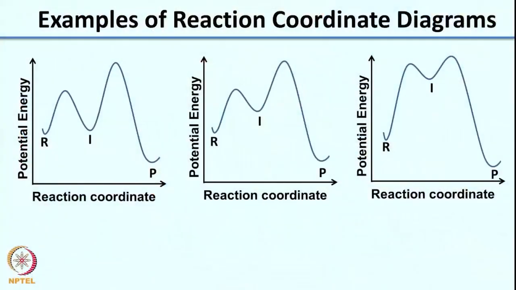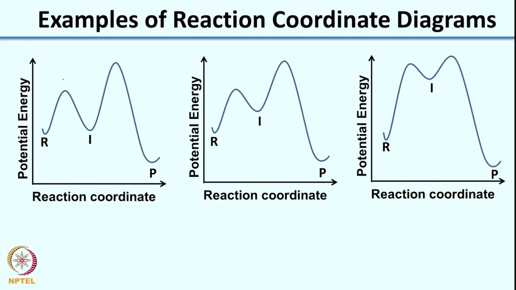Now, we will do a similar exercise. I would like you to look at these three reaction coordinate diagrams and try to figure out which is the rate determining step, and try to represent these reactions as I had shown in the previous case, using R going to I going to P as arrows below each reaction. You can press the pause button and go ahead and do this exercise.